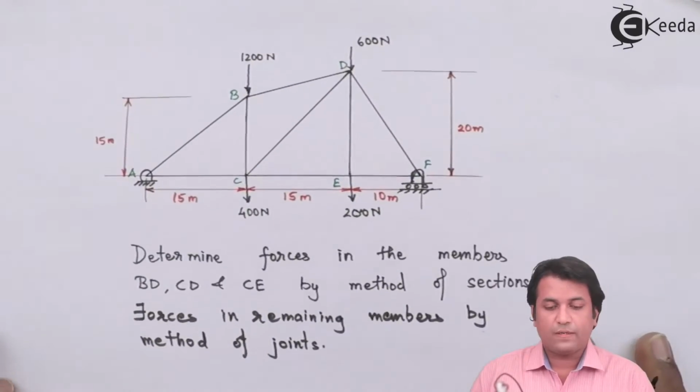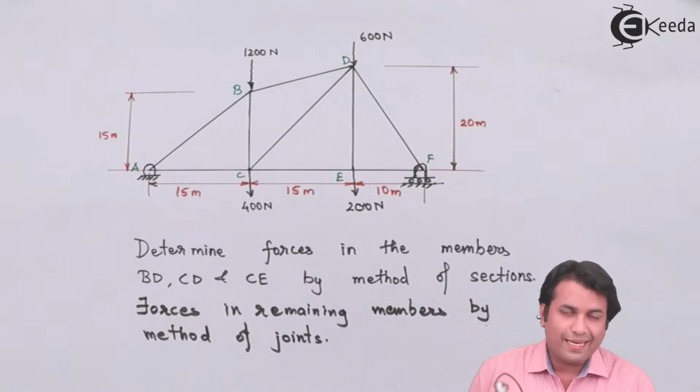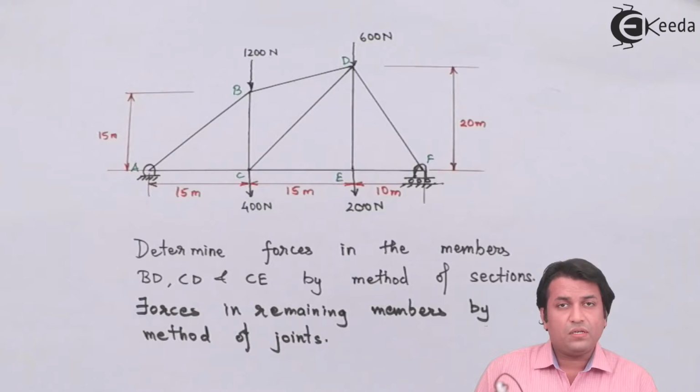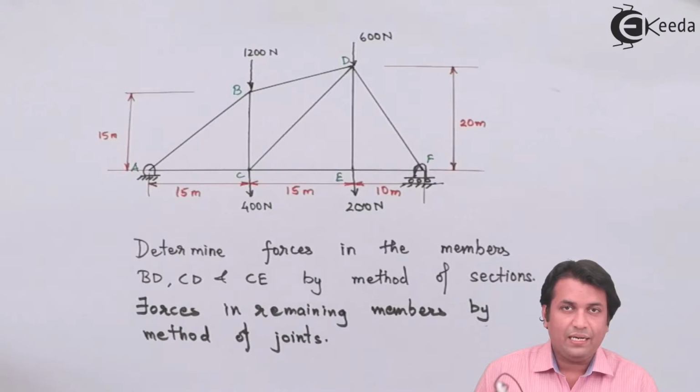So first things first. As I have already clearly explained to you all, the first step is always to find out the stability criteria. In a few of the previous examples, I haven't taken that, considering that you have already got used to this habit of finding the stability criteria. The second step is always to find out the support reactions.